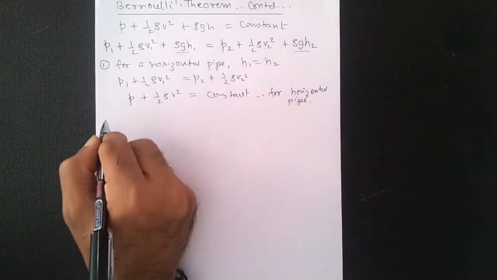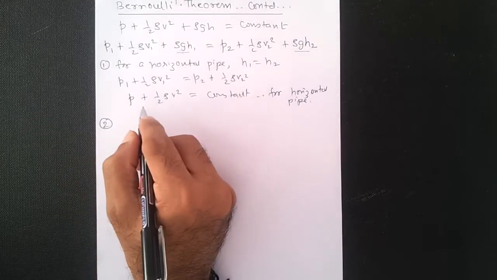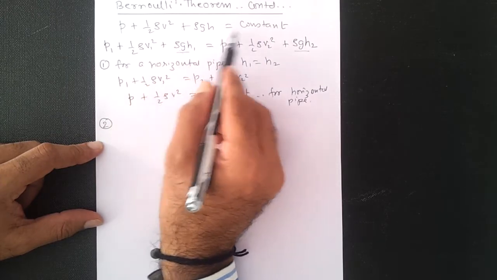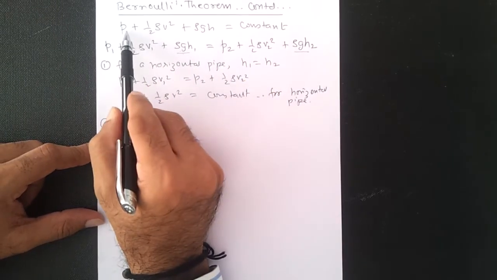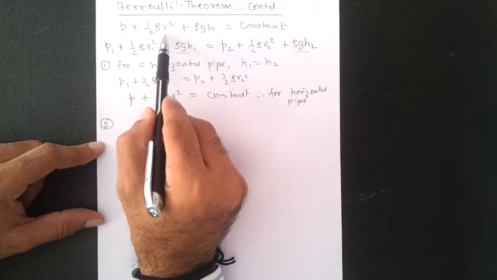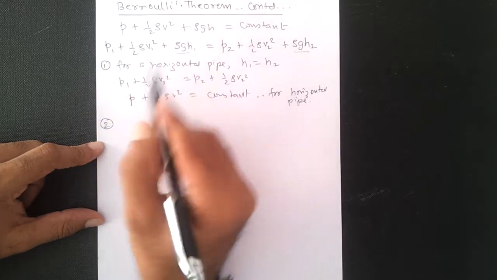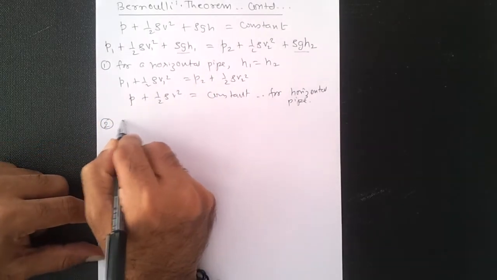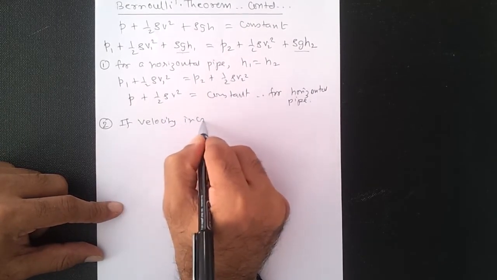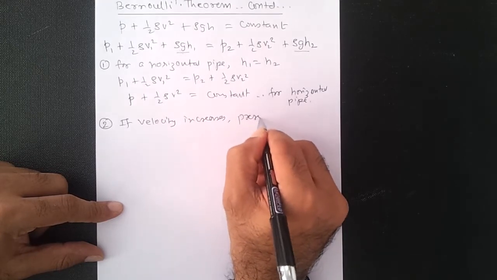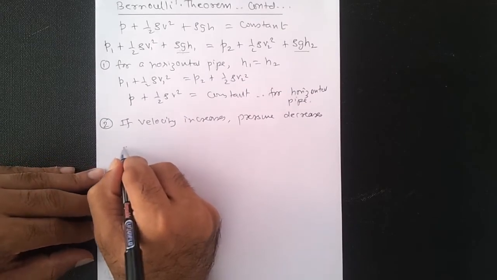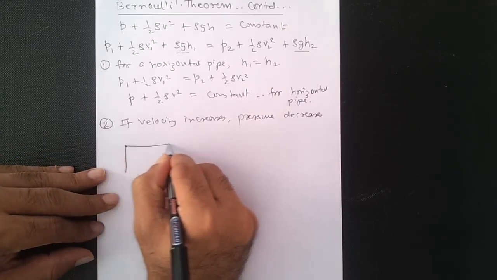Okay, that's one thing. And the second thing I want to discuss is one of the conclusions from Bernoulli's equation. If you look at this equation, P plus half rho V square plus rho gh is equal to constant, we can see that if the pressure of the liquid increases, the velocity of the liquid has to decrease to keep this quantity constant. So one of the conclusions is that if velocity increases, pressure decreases.